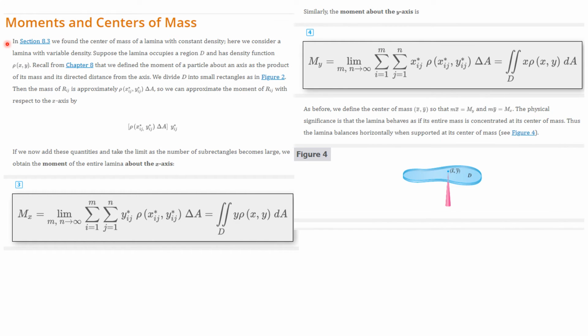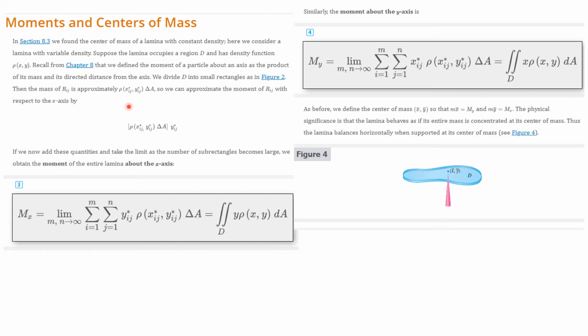Let's turn our attention now to moments and center of mass. Previously we found the center of mass with constant density, but here we're talking about variable density. So we have a function rho of x, y where the density varies.